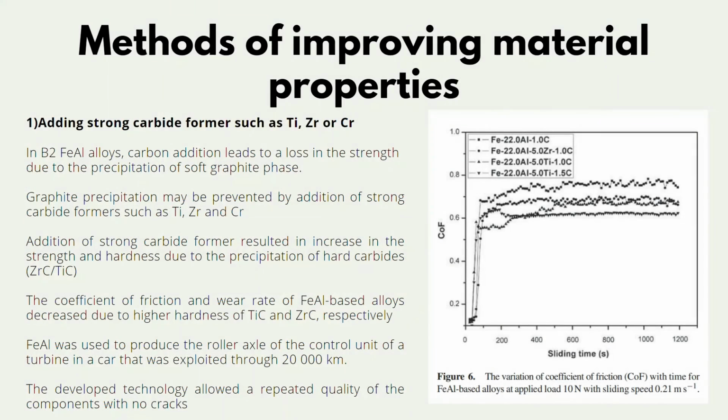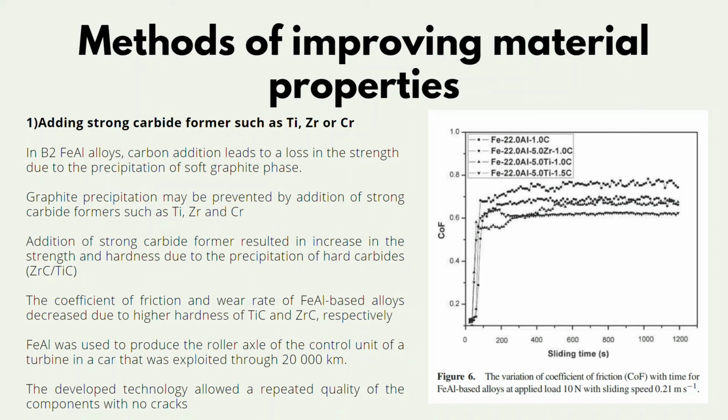One of the methods of improving the material properties is by adding a strong carbide former such as titanium, zirconium or cerium. For B2 iron aluminum alloy, addition of carbon will decrease the strength due to the precipitation of soft graphite phase. Formation of graphite can be prevented by adding a strong carbide former. This will increase the strength and hardness due to the precipitation of hard carbide. As a result, the coefficient of friction and wear rate of iron aluminum based alloy will decrease due to high hardness of titanium carbide and also zirconium carbide.